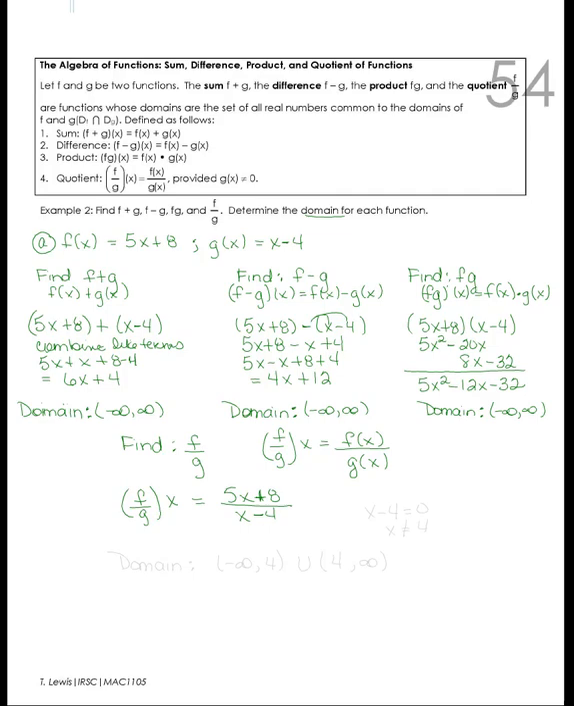So all numbers except what? 4. x cannot equal 4. Therefore, our domain is, help me out, negative infinity, 4, union, 4, positive infinity. There we go.